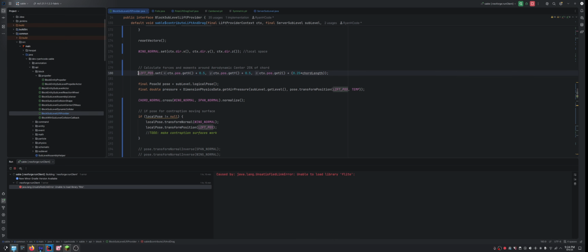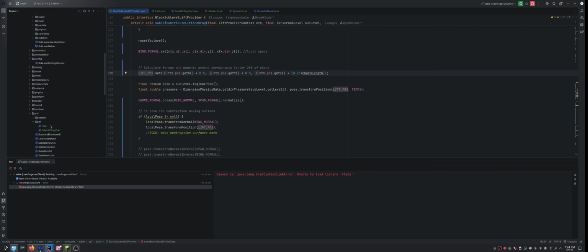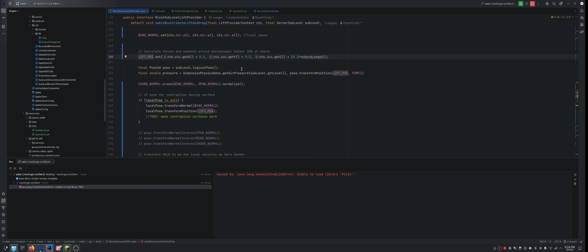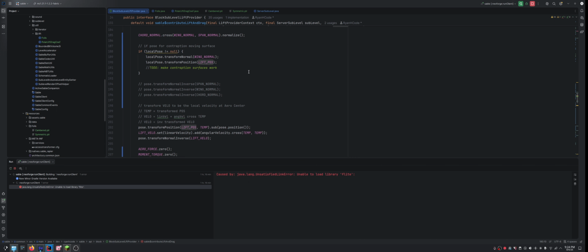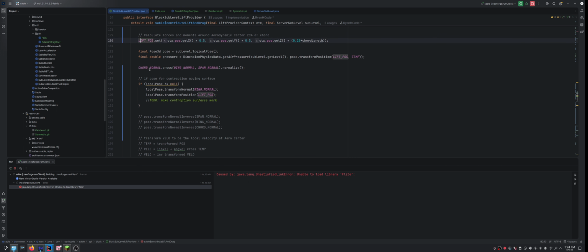So instead of what they do, which is applying the forces at the center of every single block, the lift position is now the aerodynamic center, which is 25% of the chord length, which matches what my simulation in QBlade did with these two airfoil profiles. Okay, it's pretty much the same. Then I calculate the chord normal, which is just the forward direction.